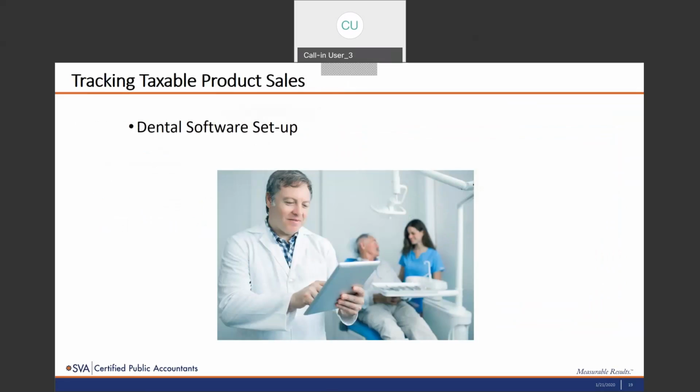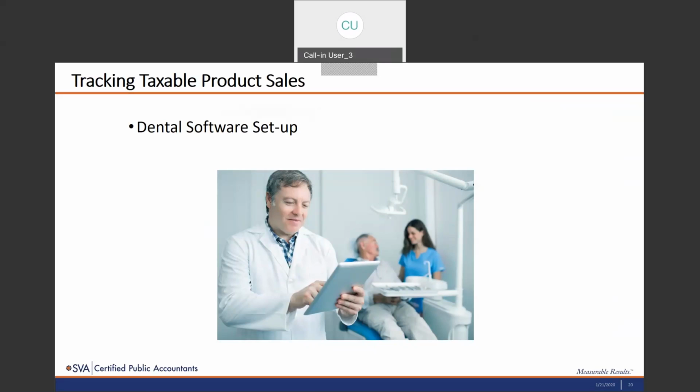Ryan, how about a couple tips on how to track all this in a practice and make sure you're on top of it? Yeah, so we talked a little bit here about the two areas, taxable sales as well as keeping track of the use tax. Looking at the taxable product sales, most dental software, whether it's EagleSoft, XL Dent, whatever product you're using, has the ability to set up and track those specific sales of items that are going to be subject to sales tax.